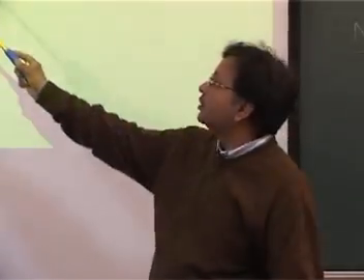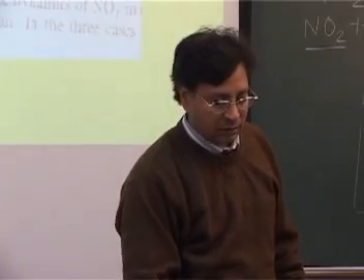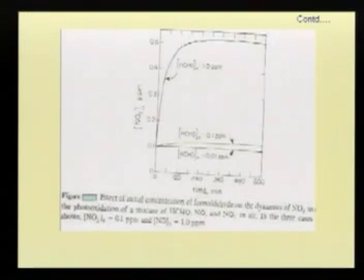SCHO initial concentration will be determined by this and this. When all the NOx is converted to HNO3, the system ceases to react, because that is the path that we are having. In a sense, a given system can be characterized by its ability to produce ozone. The effect of SCHO on NO2 dynamics is shown in the next figure, and that we will show you here. Oh, well, you can't see it so much.